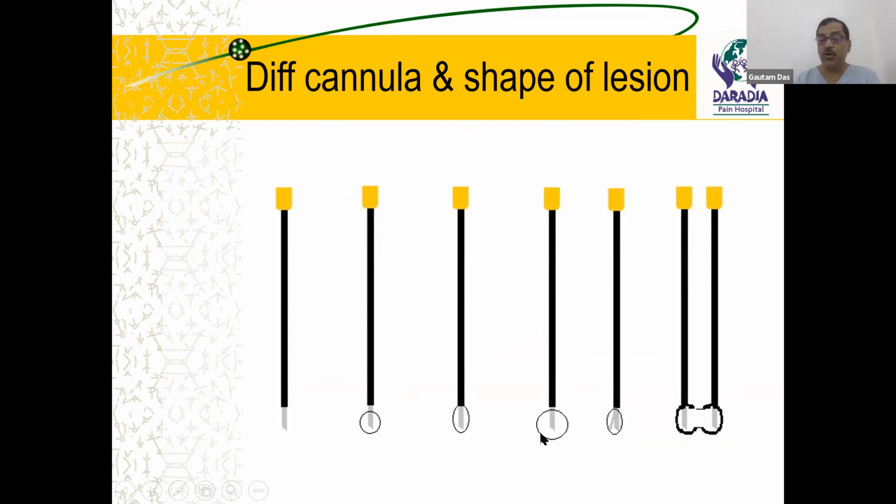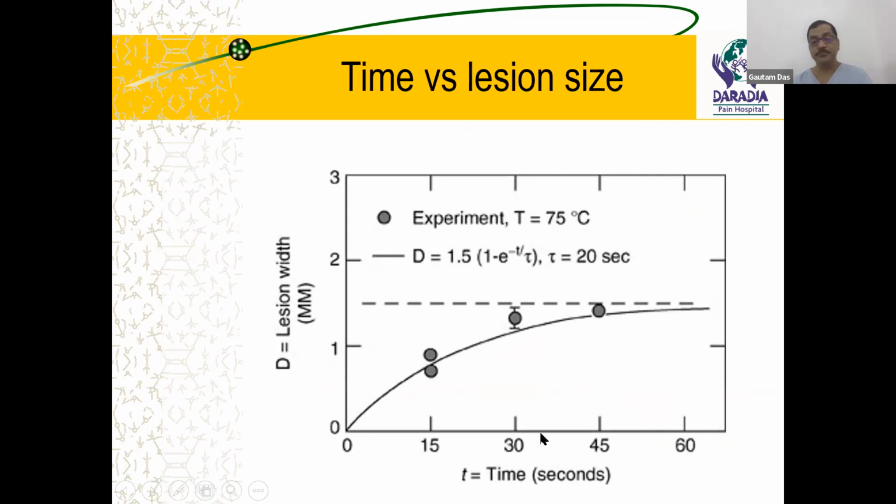Bipolar and the cooled radiofrequency are comparable. To increase the size of the lesion, another very important option is increasing the time. If you're increasing the time, then there might also be a larger size lesion. And this is the relation of the lesion size with the time.